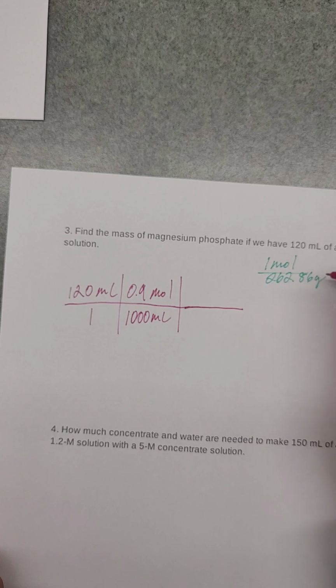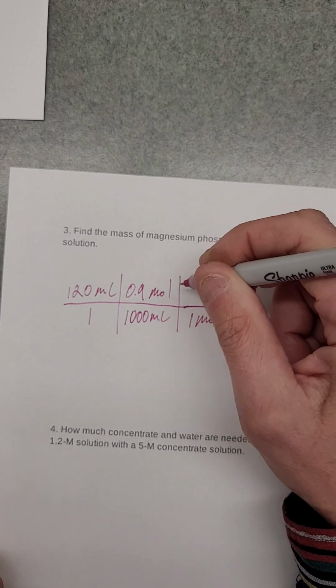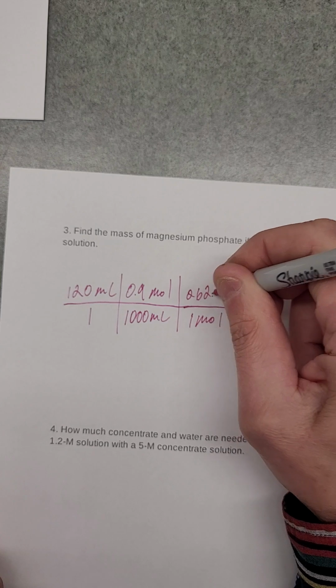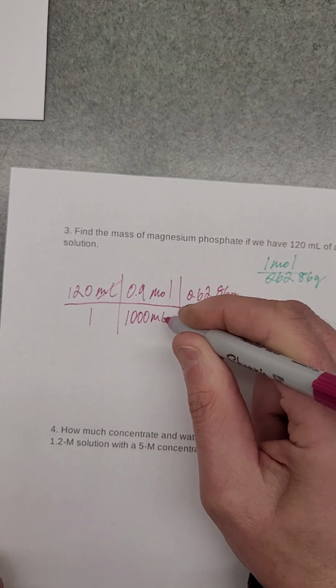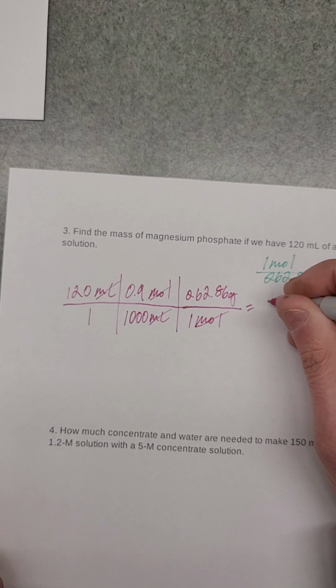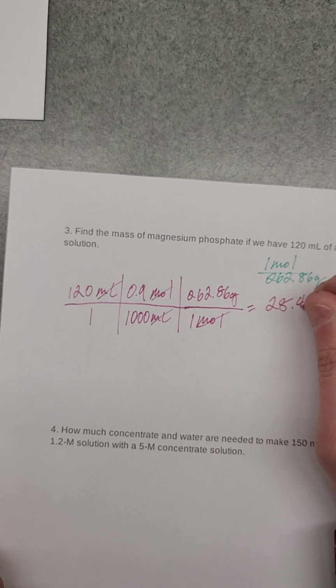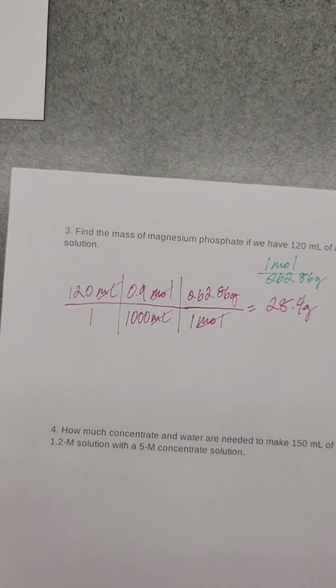If I have moles on the top, I'm going to take my molar mass, put the 1 mole on the bottom, put the 262.86 grams on the top. I see that milliliters cancel out, my moles should cancel out, and I have grams. Again, done the math, 28.4 grams is how many grams should be in that magnesium phosphate if we have 120 milliliters of a 0.9 big M solution.